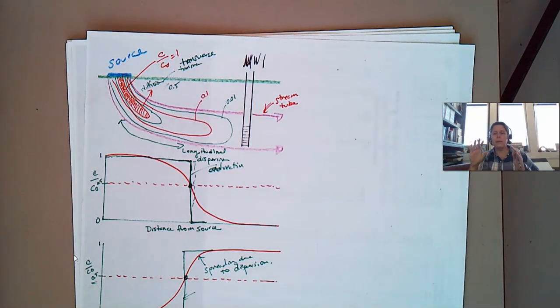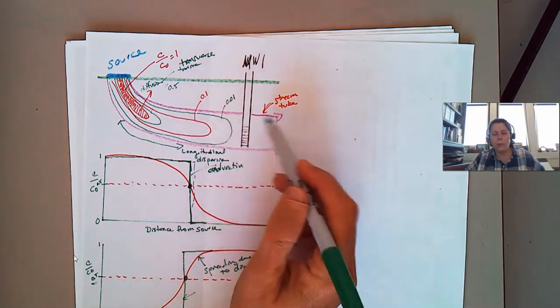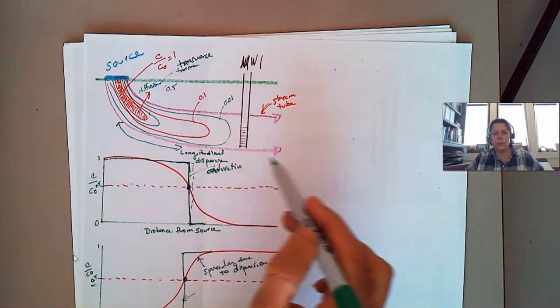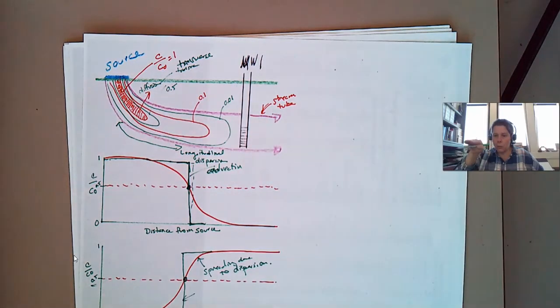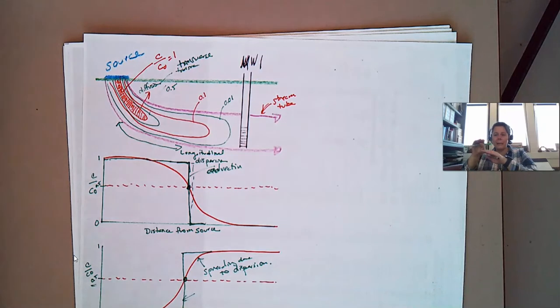If we're looking at this in cross-sectional view, you'll get a little bit of it going up and down in there, but not a lot. Most of it is going to go with the flow of the water. So we have these stream tubes showing where the groundwater is actually flowing. We're going to see it moving with the groundwater flow and getting a lot of longitudinal dispersion, but not a lot of transverse. It doesn't go up and down very thick.